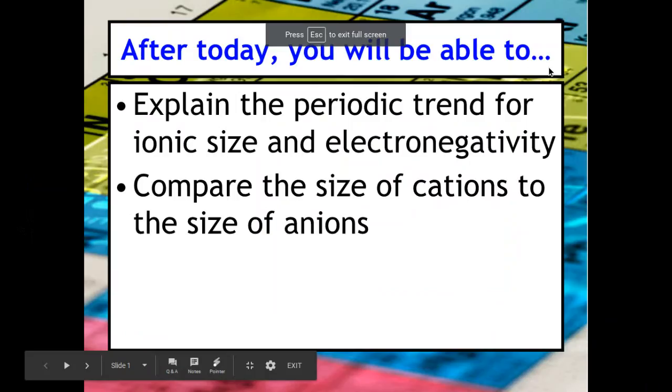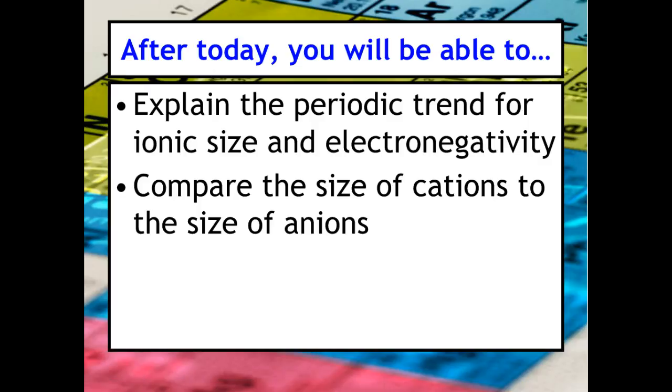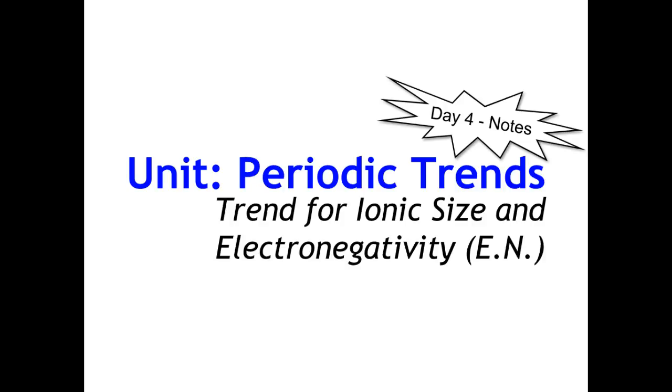Today for your lecture, we're going to talk about ionic size and electronegativity. Then we're going to talk about the size of cations, positive charge, and the size of anions, negative charge. So, Unit 5, Periodic Trends, Day 4. Ionic size and electronegativity!